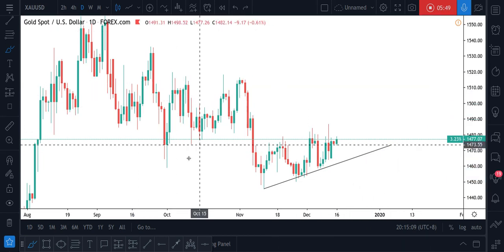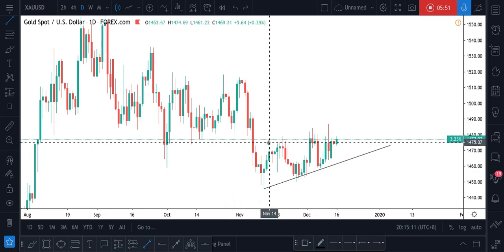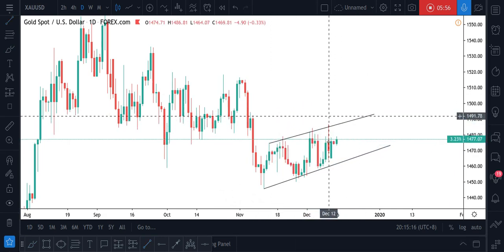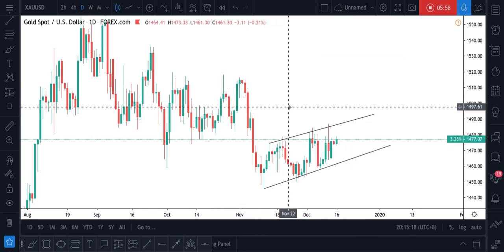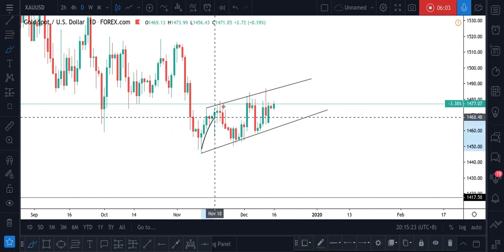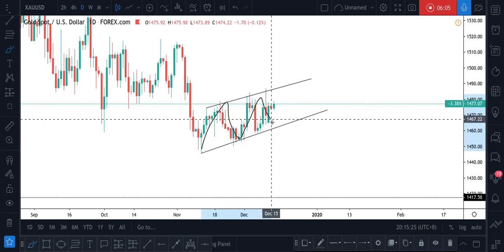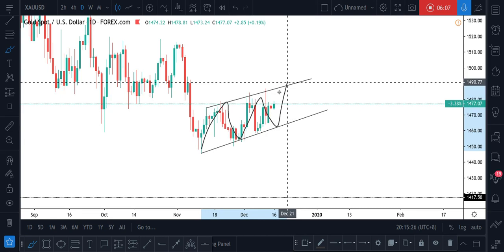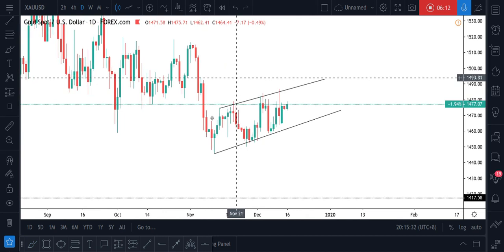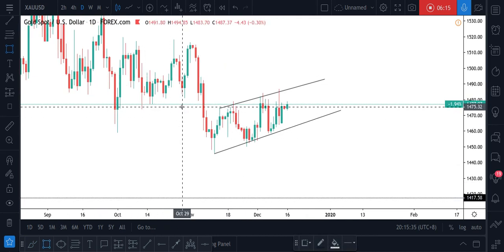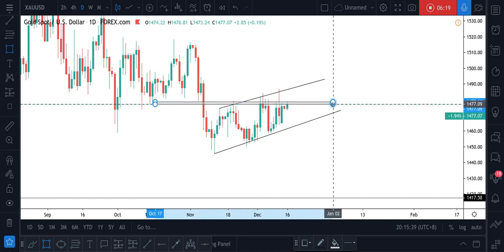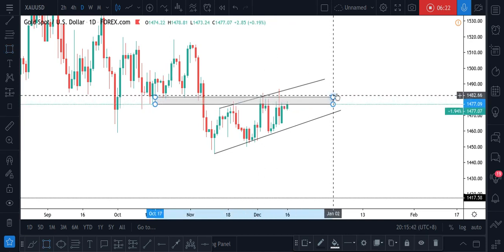But what we also have on top of this move on gold is basically a good bullish channel that we're running in at the moment. So the market is respecting both the trend line and the trend line on top. What we can expect from gold in the next couple of days or in the next week is gold to retest that strong area of resistance or strong area of support.